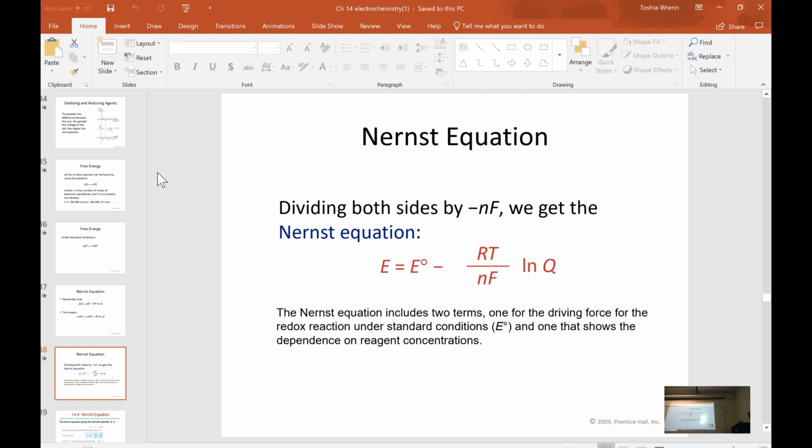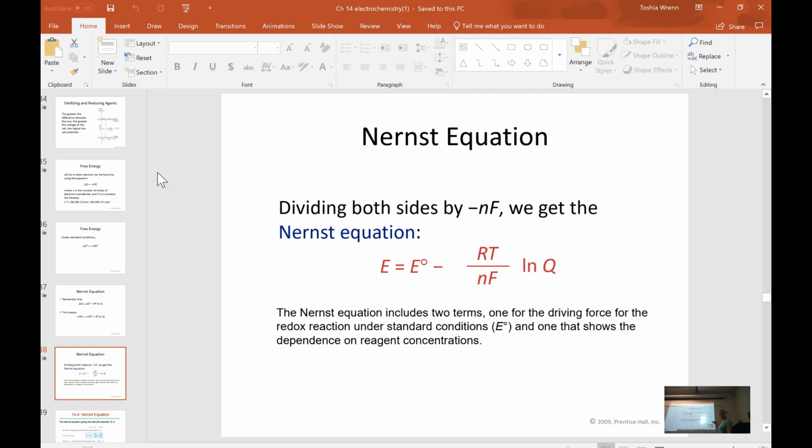Oh boy, we're going way back now. Remember your reaction quotient, you figure it out exactly like you do your equilibrium quotients, it's just that we aren't at equilibrium. So our reaction quotient is the products raised to their stoichiometric coefficients over the reactants raised to their stoichiometric coefficients, right? I also want to remind you that if you're looking at the ln of Q versus Q, they have an inverse relationship.